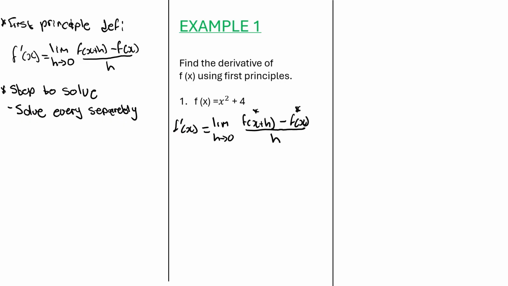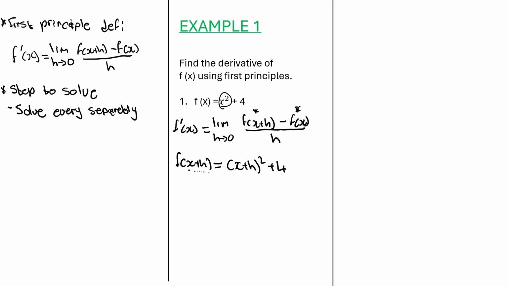So this is what we're going to do. You're going to do first your f of x plus h, which is equal to, everywhere there is an x, make sure you substitute x plus h. So in our equation where there is an x here, we're going to substitute x plus h. So that's exactly what we are going to do. So x plus h squared plus 4.